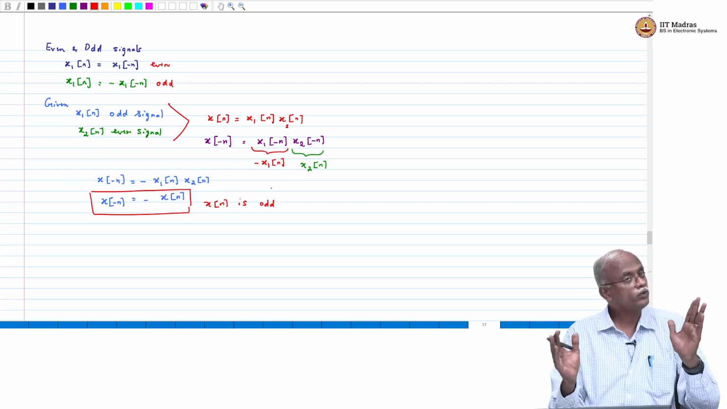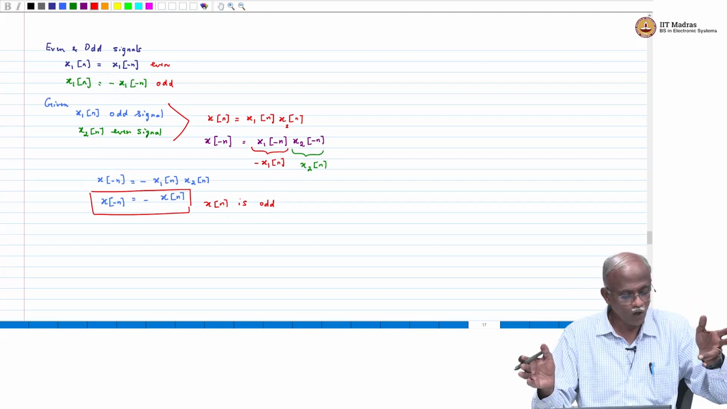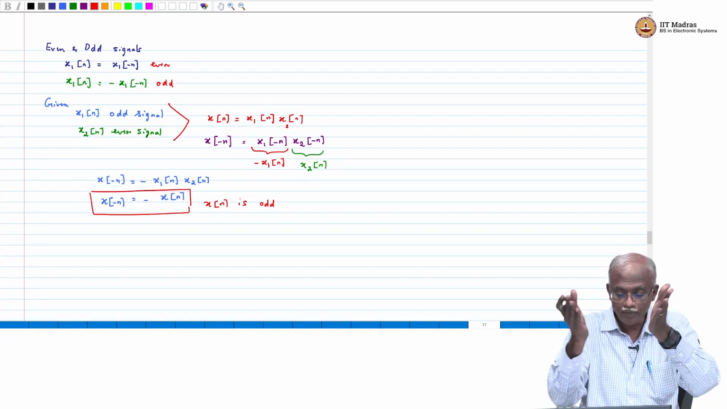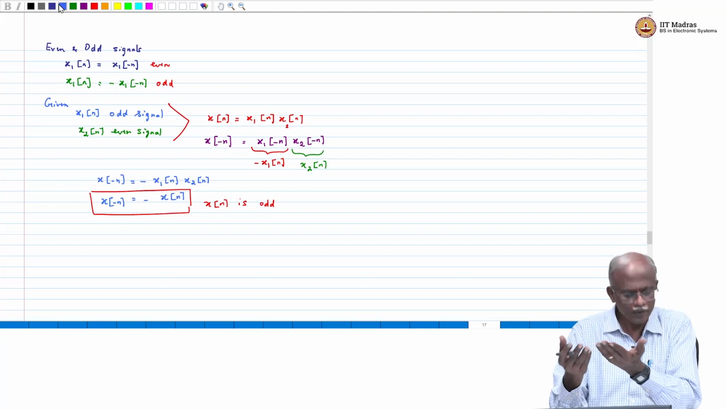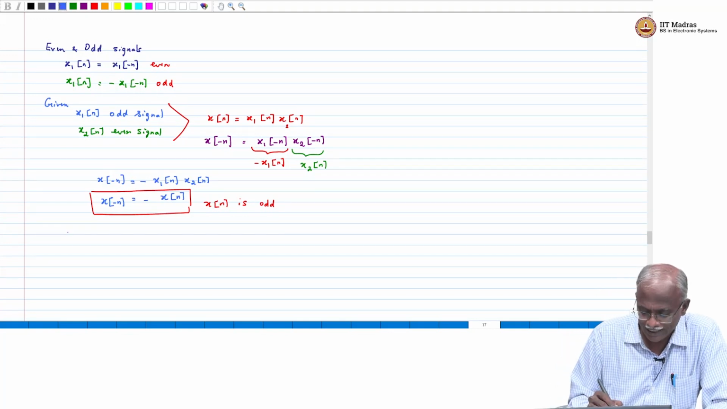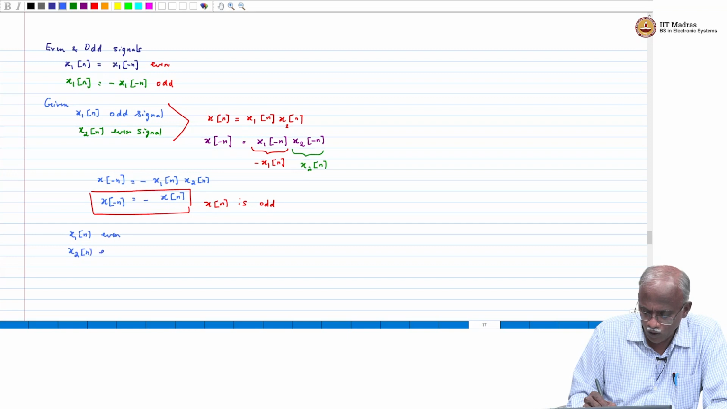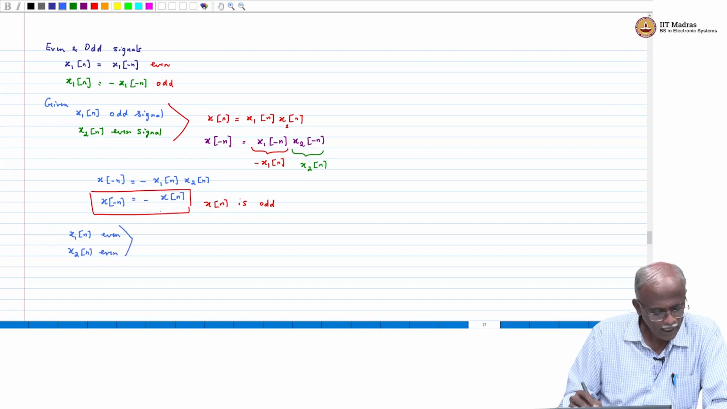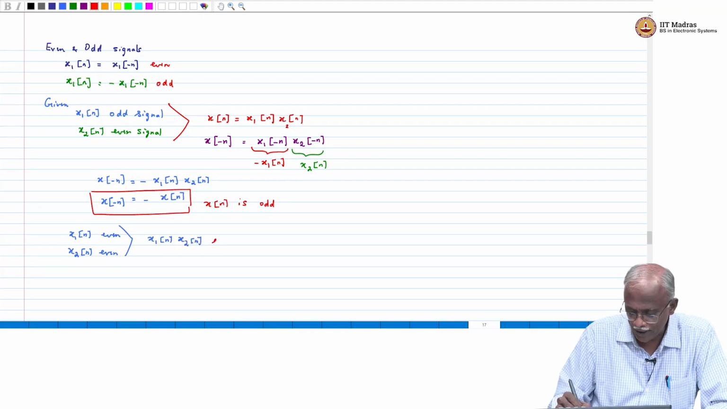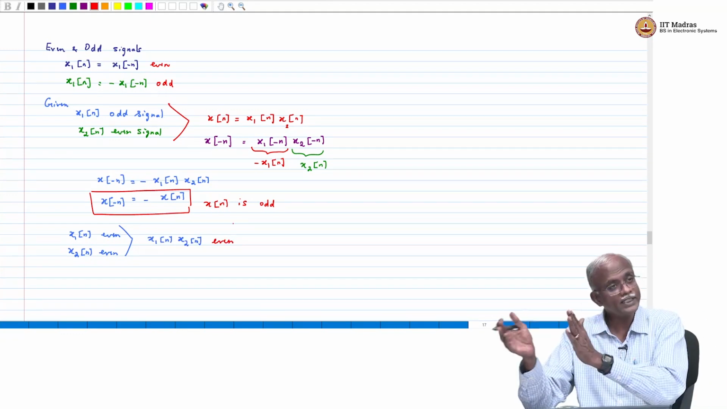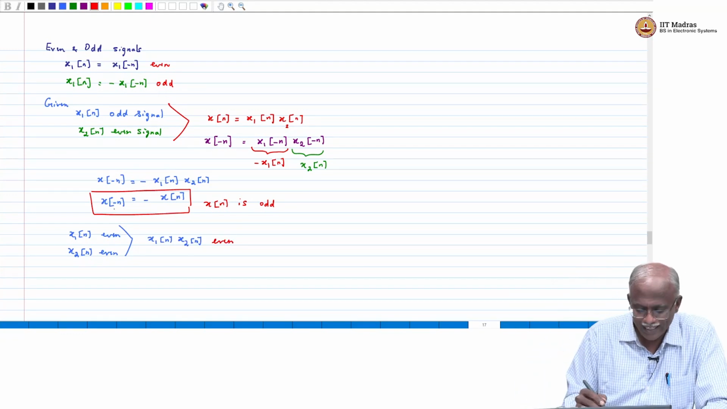So I took a product of two sequences, one of them even, one of them odd, then I multiplied them, and the result is odd. This actually is a very interesting, very simple property, but it is present. Now, if x1 of n had been even and x2 of n also had been even, and you multiplied them together, the resultant will still be even. If you substitute minus n, both of them will produce the same function. So therefore, it will be even.